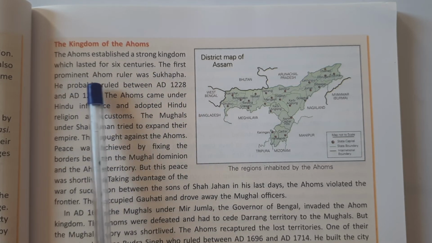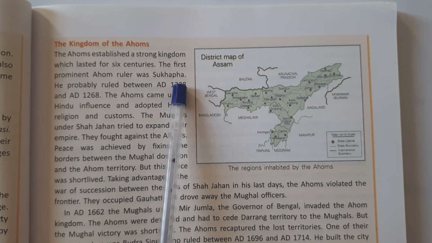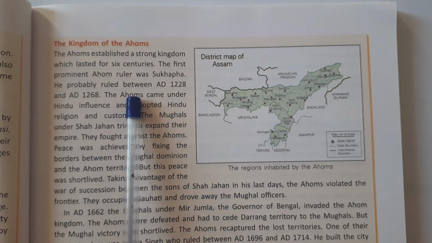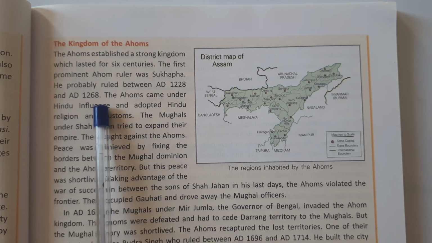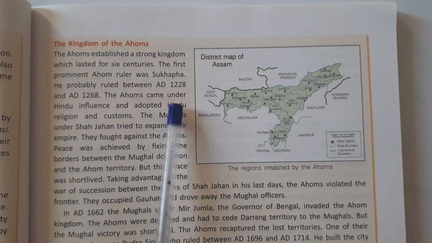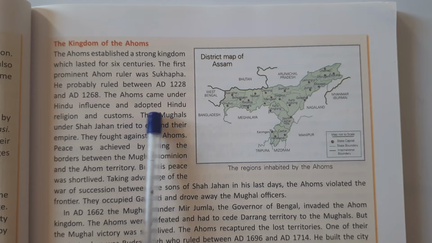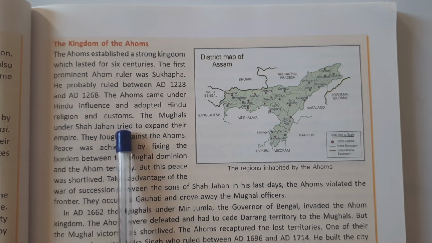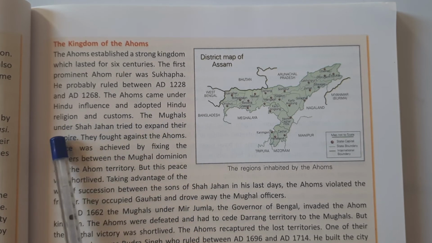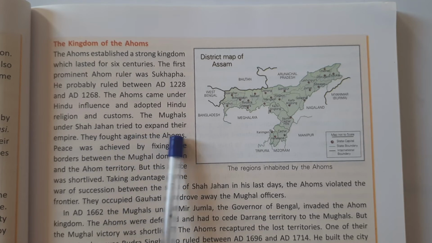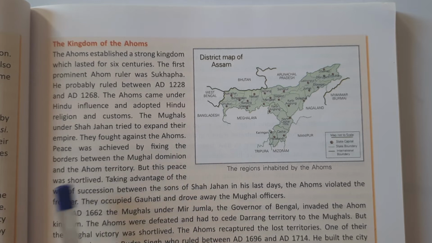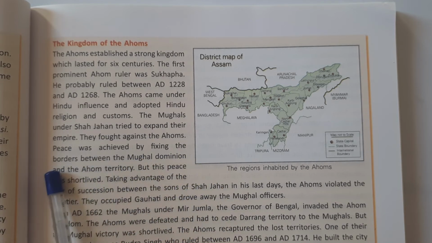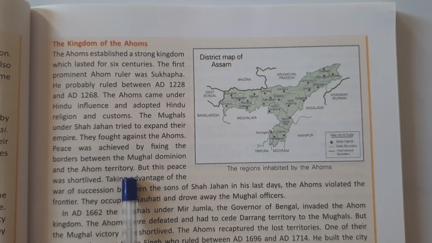The first prominent Ahom ruler was Sukhafa. He probably ruled between AD 1228 and AD 1268. The Ahoms came under Hindu influence and adopted Hindu religion and customs. The Mughals under Shah Jahan tried to expand their empire. They fought against the Ahoms. Peace was achieved by fixing the borders between the Mughal dominion and the Ahom territory.